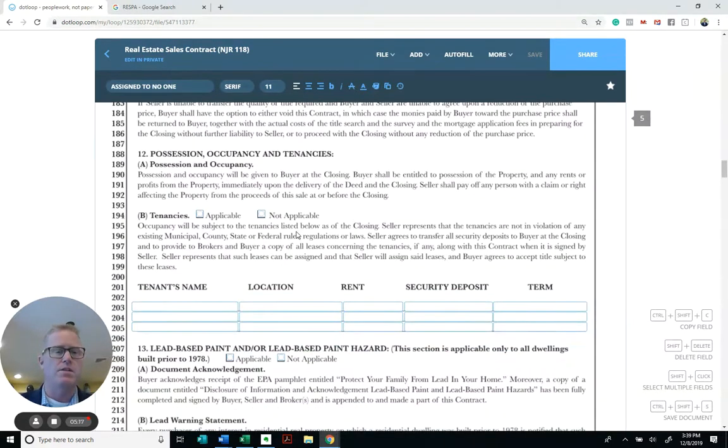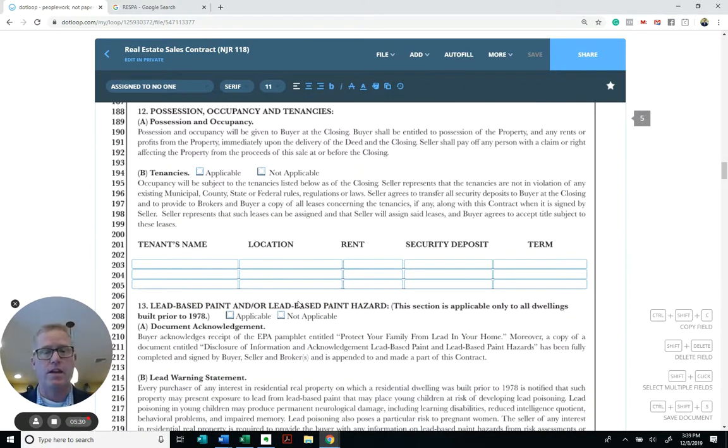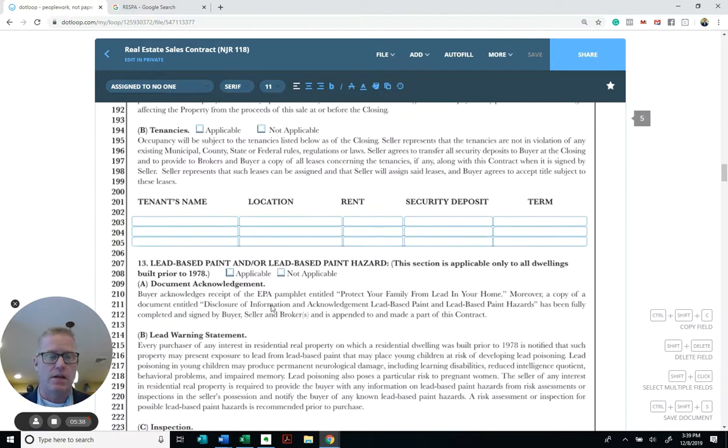Tenancies: what this means is, do you have a tenant in the property? If you do, you would indicate applicable or not applicable, and then you would fill out the information for the tenants and the rent, security deposit, and term. The reason for that is those will be things that you will need to acquire from the seller when you are purchasing the home and closing. You'll need to get those deposits.